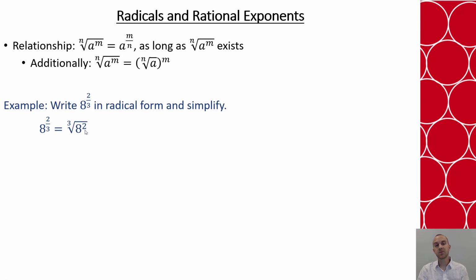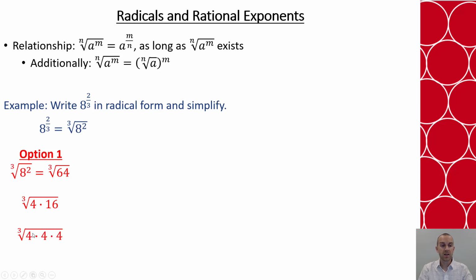Now, I can simplify this many different ways. Let's look at 3 of those. First, I could just say that 8 squared is 64. And then, okay, let's take the 3rd root of 64. So I need a grouping of numbers. 3 of the same will allow me to pull one outside the radical. So let's break this down. We've got 4 times 16, and I can break 16 down to 4 times 4. So now I've got a group of 3, that's 4 cubed, and the cube root, or the 3rd root of 4 cubed will give me 4.